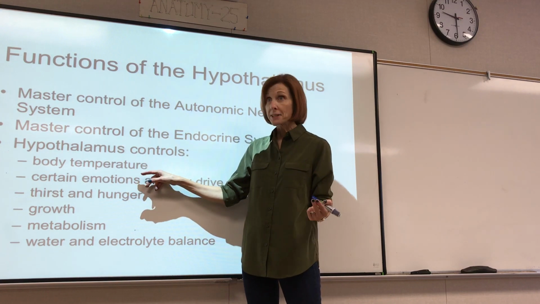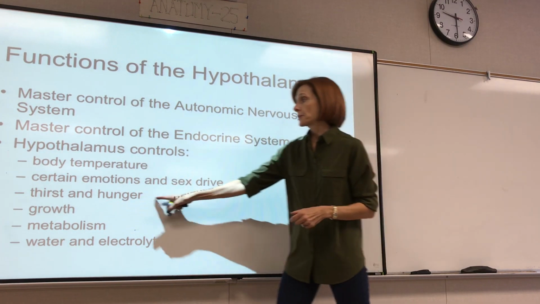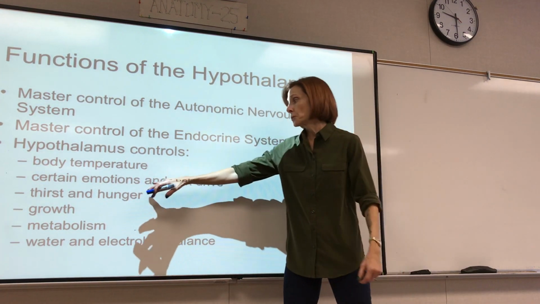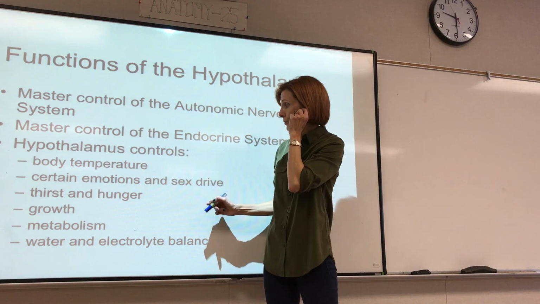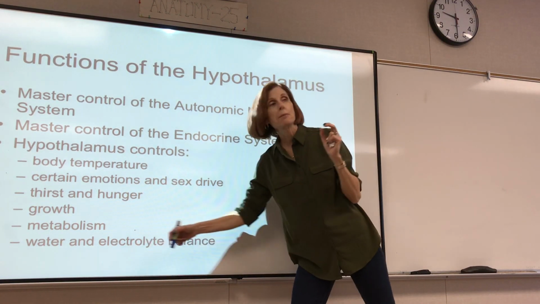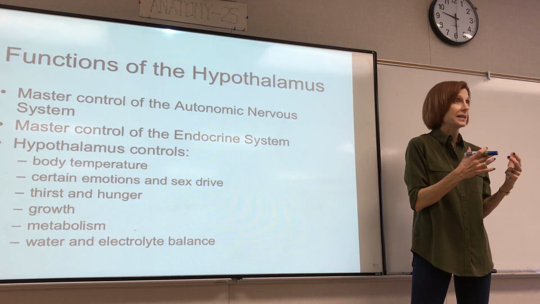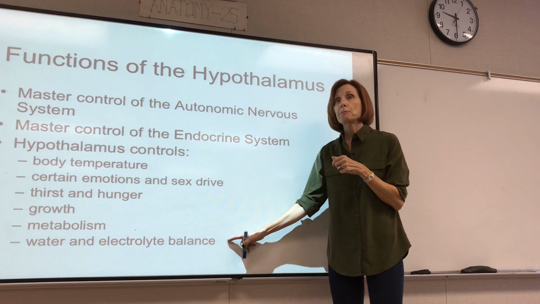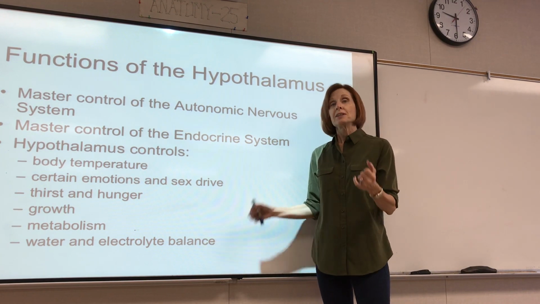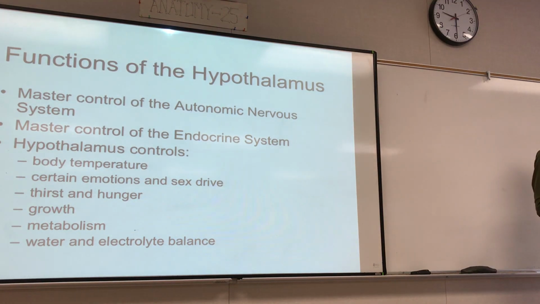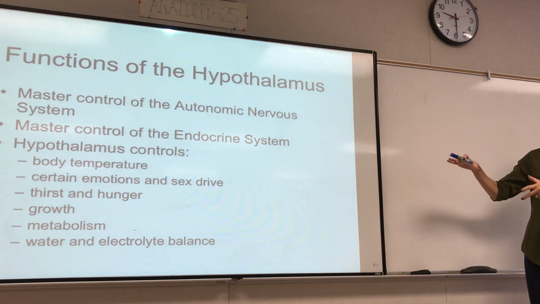It controls body temperature, it controls thirst and hunger sensations, controls certain emotions, as well as sex drive, controls growth, metabolism. Metabolism is how fast our cells break down nutrients to provide energy, water and electrolyte balance, urine output, blood pressure, heart rate, respiratory rate, all those things are controlled by the hypothalamus.